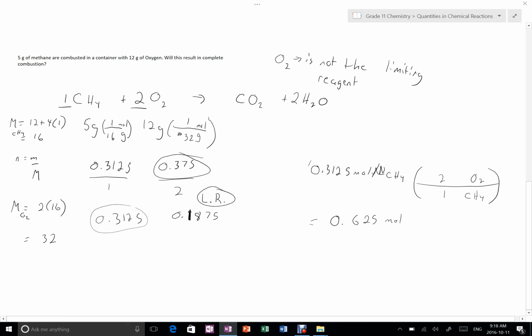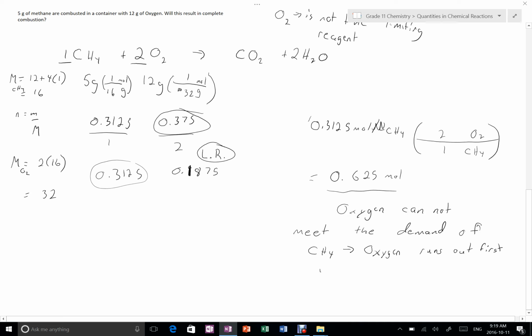But I only have 0.375. So obviously the oxygen cannot meet the demand of CH4, which means oxygen runs out first, which is incomplete combustion.